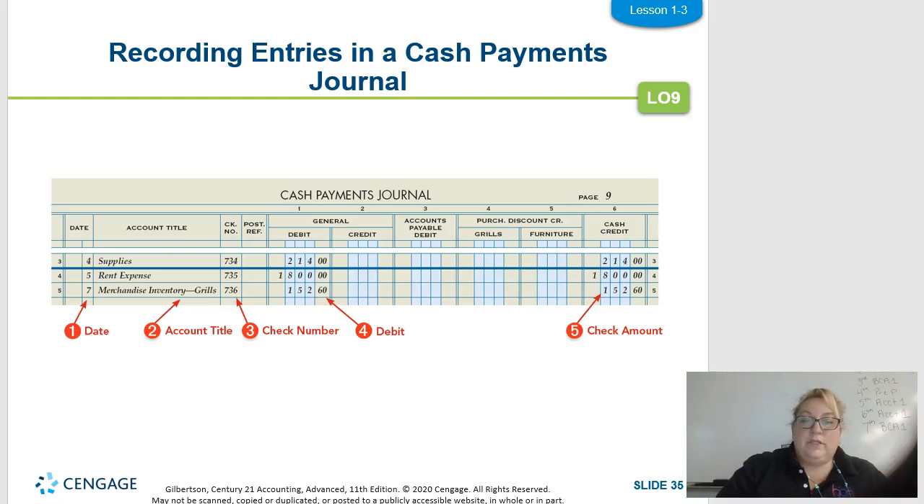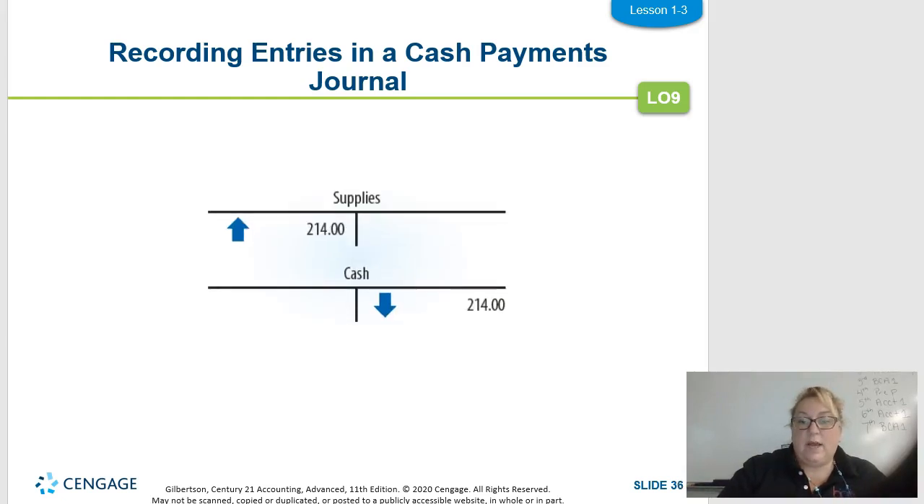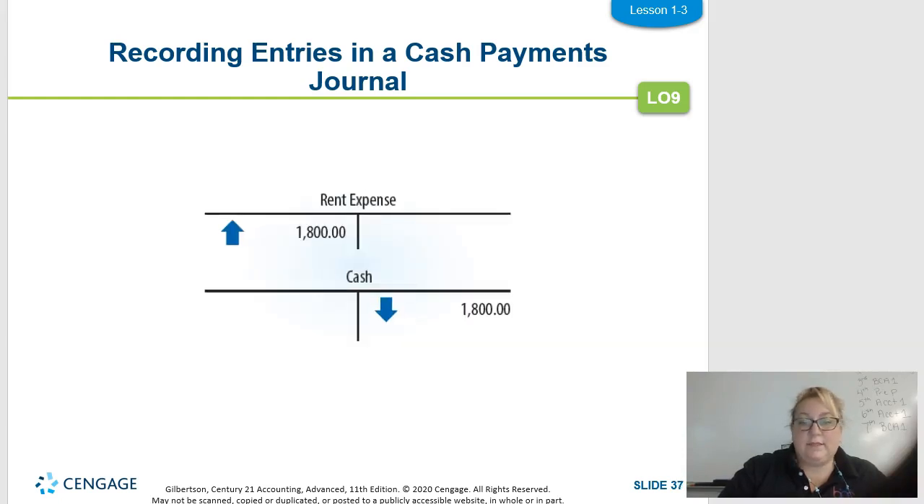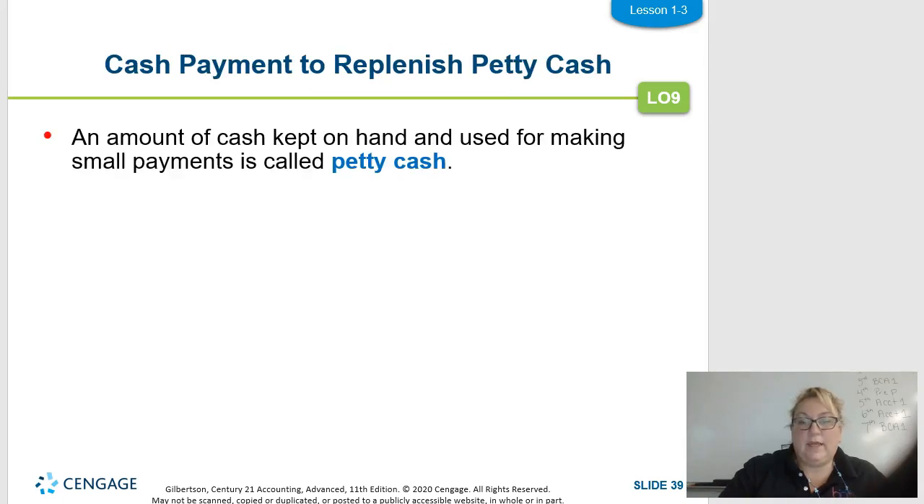So here's just an example of how to record a cash payment for buying merchandise in the cash payments journal. Buying supplies is the same, rent is the same. This is the example of buying that merchandise into our grills and then into a certain department in cash.